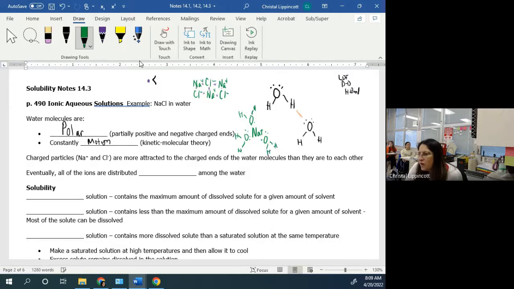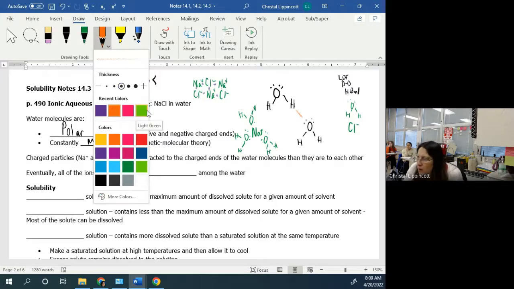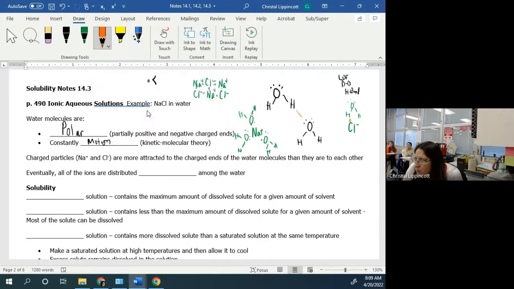Okay, so that surrounds it. And then conversely, with your negative ion, the hydrogen end of the water will surround it. But the attraction between these water molecules and the chlorine, or the water molecules and the sodium, has to be bigger than this attraction here.